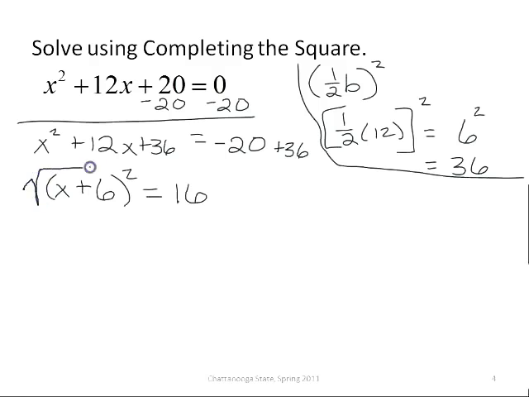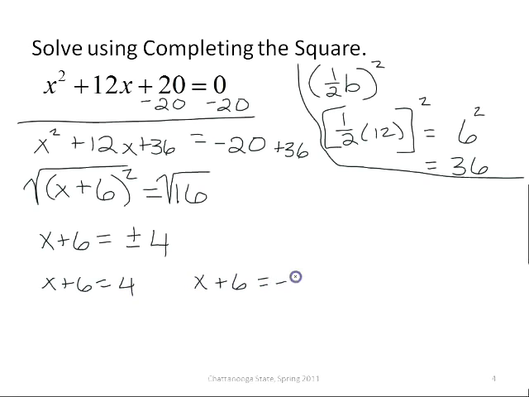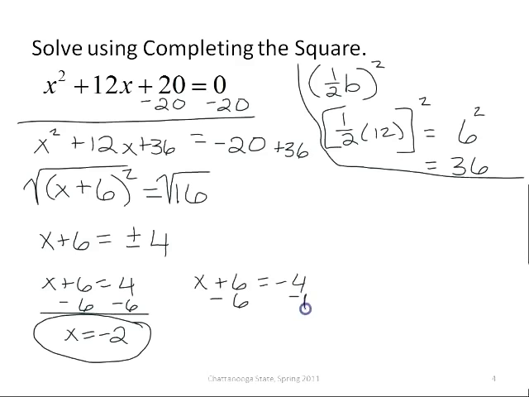Now I solve this equation by taking the square roots. So I have x plus 6 is equal to a positive or negative square root of 16, but the square root of 16 is 4, isn't it? So now I just have x plus 6 equals 4, and I have x plus 6 equals negative 4. So to solve that, I subtract the 6 from both sides. So this will give me a negative 2. And when I subtract the 6 from both sides on this other equation, I get negative 10.